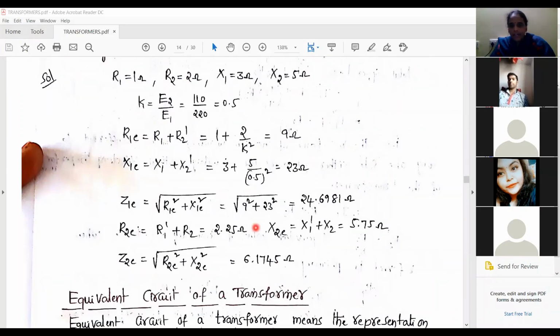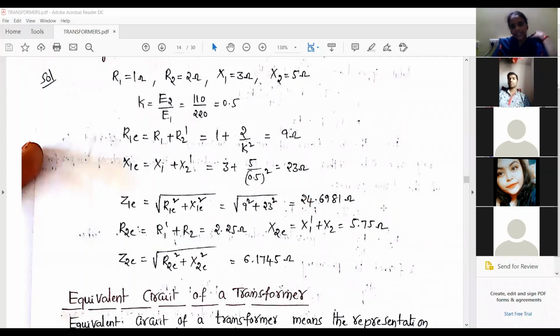Now I am finding out the impedance. What is impedance? R plus X. You can write R plus JX, or you can write root of R square plus X square. Is it clear? So Z is equal to R1E plus X1E. You get the value of Z.